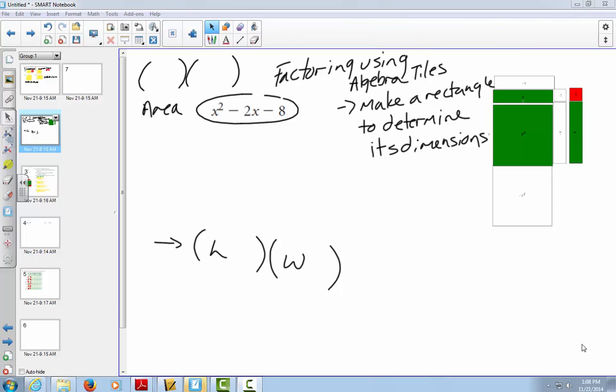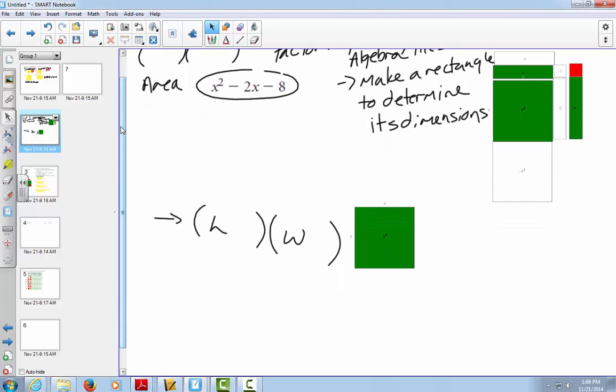Take what we have. We need 1 x squared. I'm going to do that right there. That's going to cover that. So we'll do that here. We need two negative x's. One, that's positive x. We need negative x and a negative x. And then we need eight negative units. 1, 2, 3, 4, 5, 6, 7, 8.